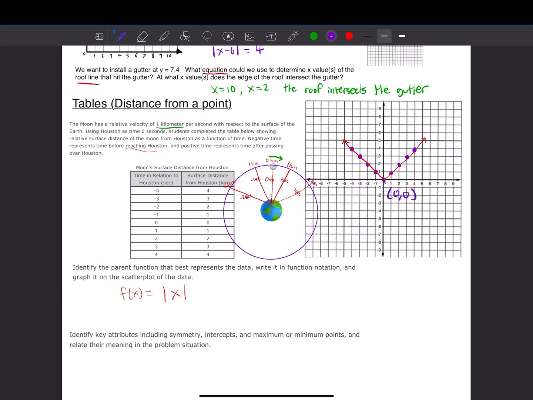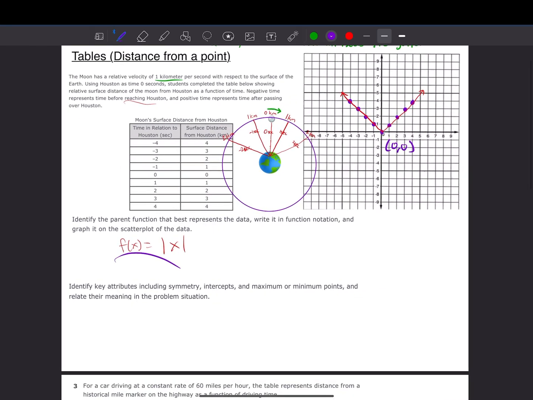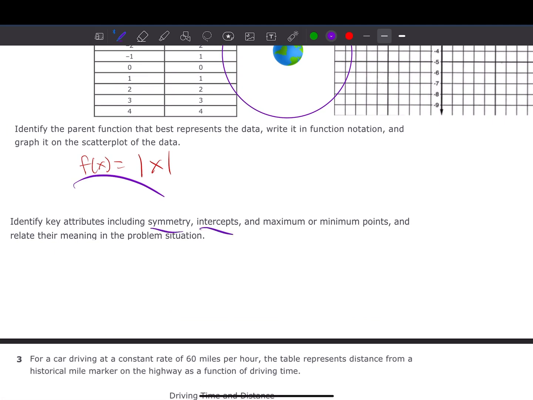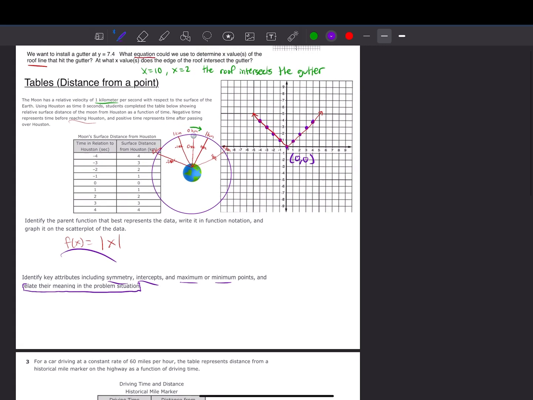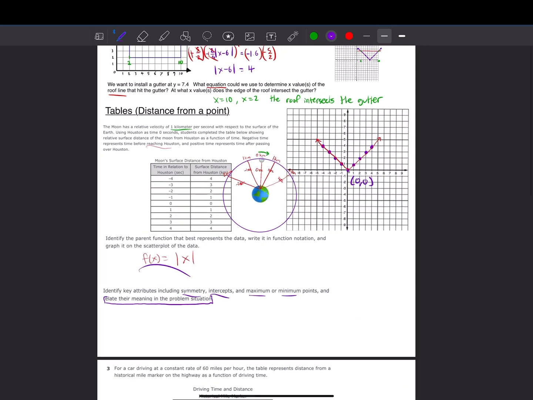The origin is its vertex. So we got our function, we plot the scatter plot, and identify key attributes including symmetry, intercepts, max or min, and relate their meaning to the problem situation. Relating the meaning is the most important thing to me, because I know you can tell me what the axis of symmetry is, what the vertex is, and the intercepts and all that. This is a real-world instance, so I stole this from NASA.